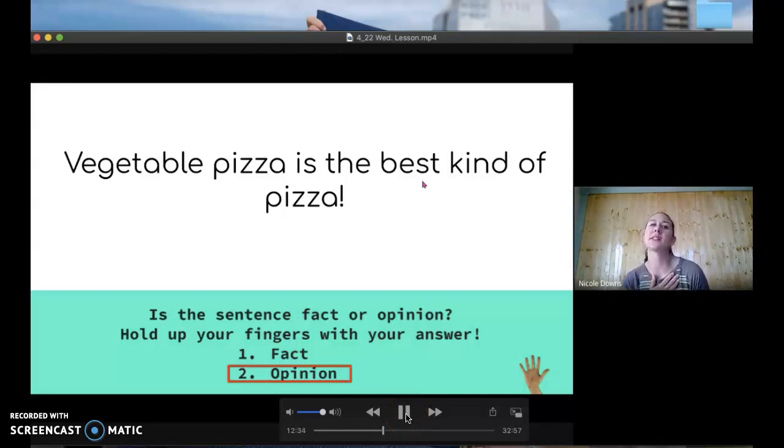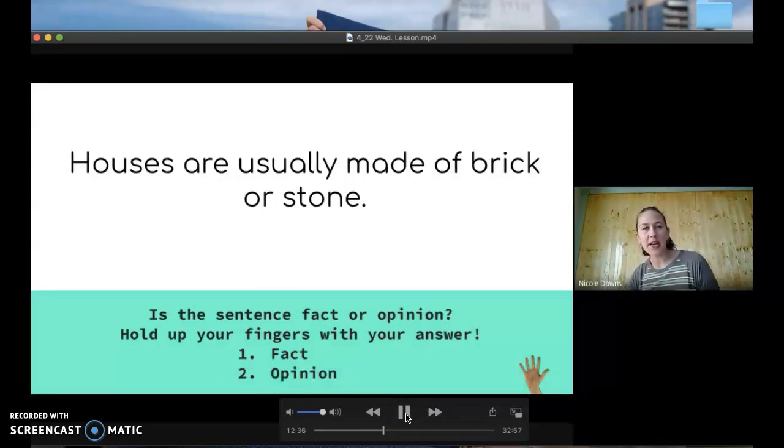Right? You could think it's the worst. All right, guys, let's try another one. Hold up your finger: 1 for fact or 2 for opinion.